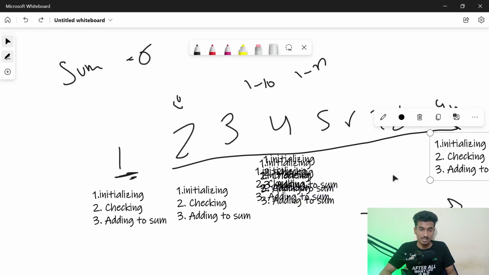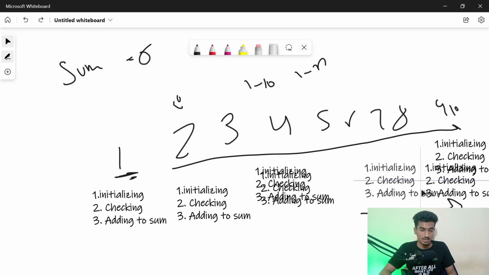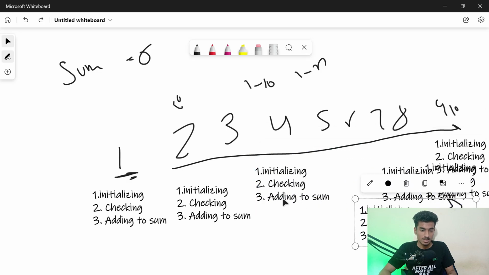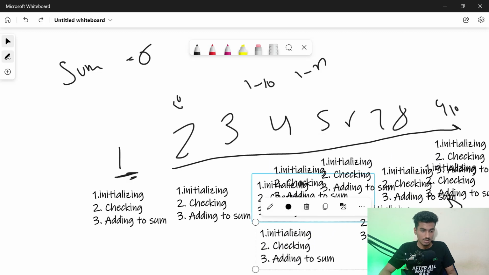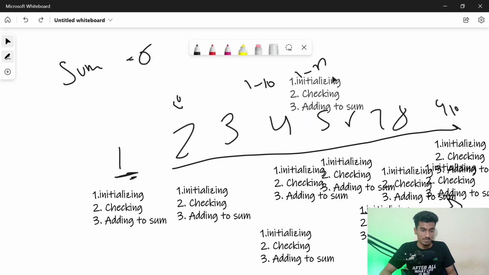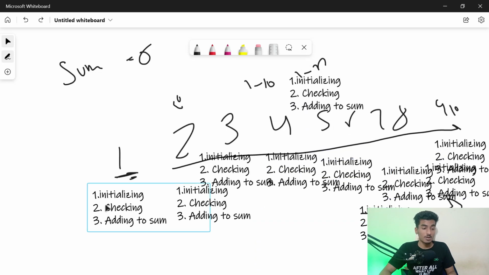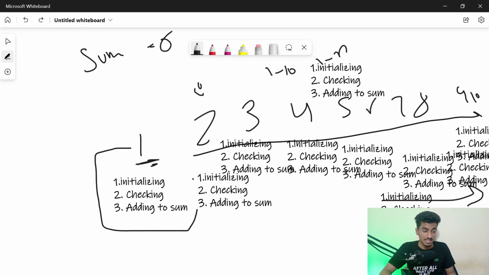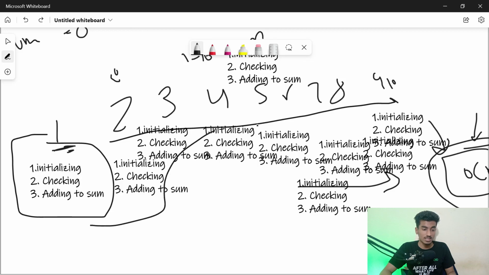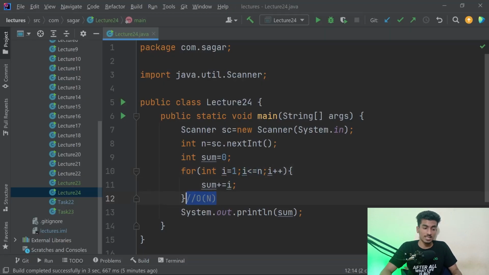So let me just write here 10, 9, 8, 7, 6, 5. So you can see what we are doing every time. First we initialize, then we are again reinitializing. We are doing these three steps how many times? You can see a total of n times. So that's how you can see the time complexity is O of n.